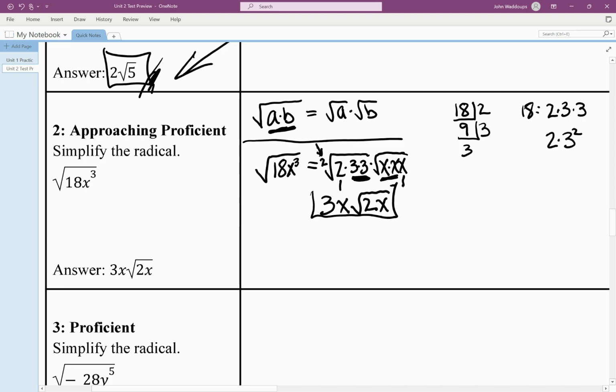This right here is my answer. 3x times the square root of 2x, and we're done.